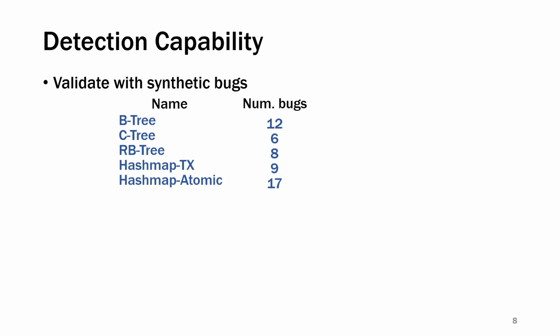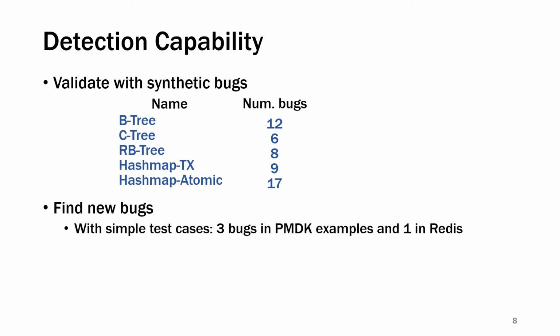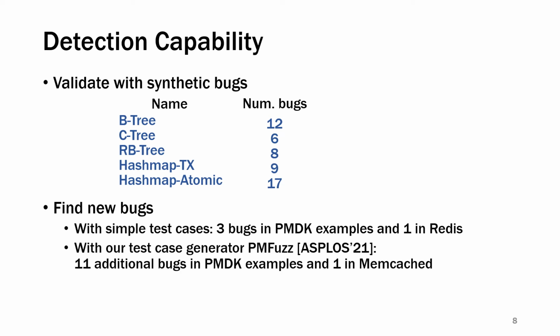To evaluate detection capability, we validate XFDetector with synthetic bugs first. We inject these following bugs in the micro-benchmarks, and then, during testing, we find new bugs. With simple test cases, such as inserting an item to a key-value store, we found 3 bugs in PMDK examples and 1 bug in Redis. And with our recent work, PMFuzz, a test case generator, we found more bugs. We found 11 additional bugs in PMDK examples and 1 more in memcached.